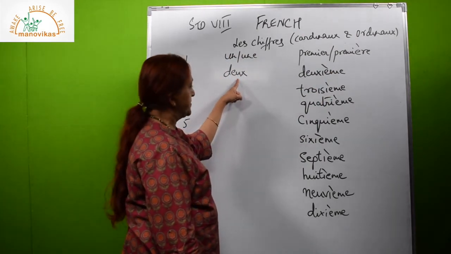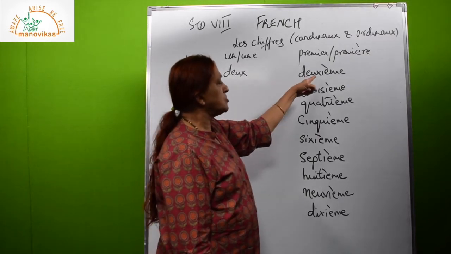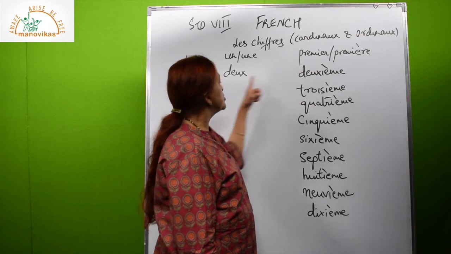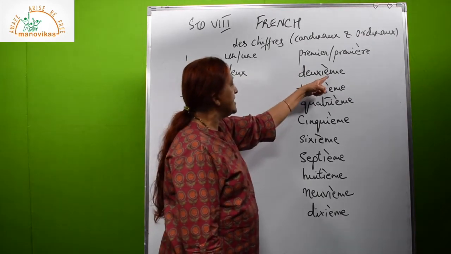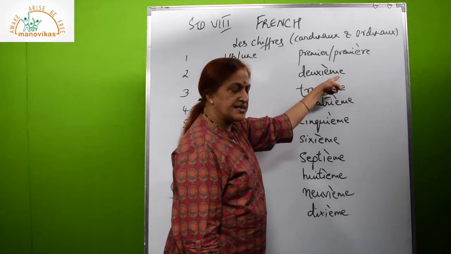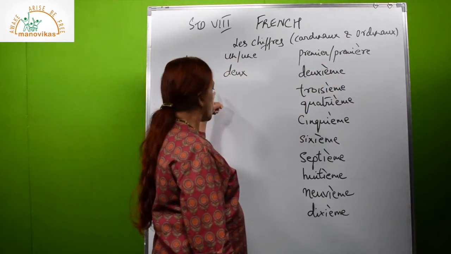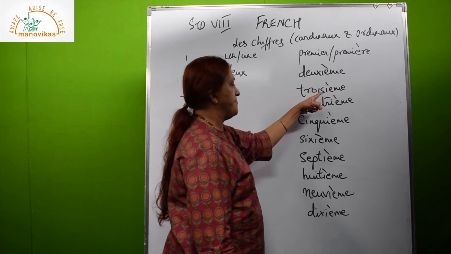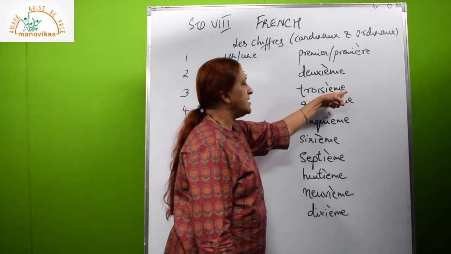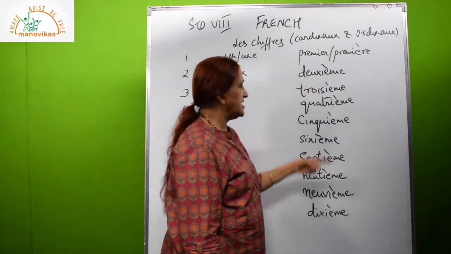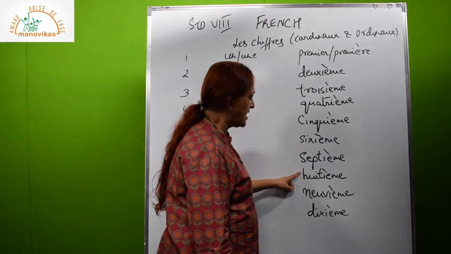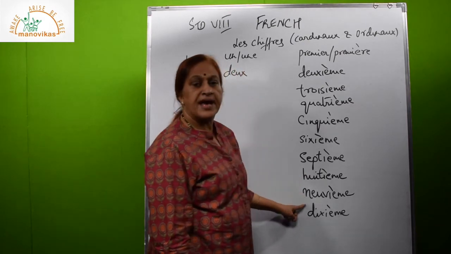But what happens when it is number 2? Number 2 is deux. But in number 2, second becomes deuxième. Deuxième, so you add I, E grave, M, E. Deuxième is second. Similarly, trois, troisième. So for trois, we are adding I-E-M-E with a grave accent on E. So for all the numbers, I am adding the same thing except when I come to number 9.